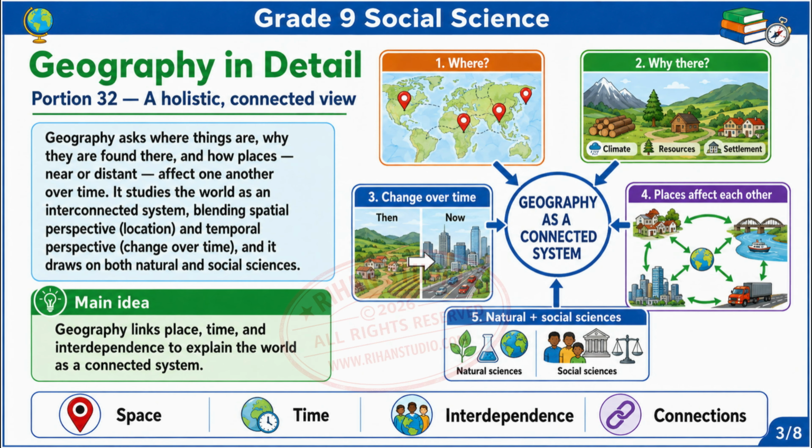A holistic, connected view. Geography asks where things are, why they are found there, and how places, near or distant, affect one another over time. It views the world as a system of interdependencies, blending spatial, location, and temporal, change over time, perspectives, and draws on both natural and social sciences.